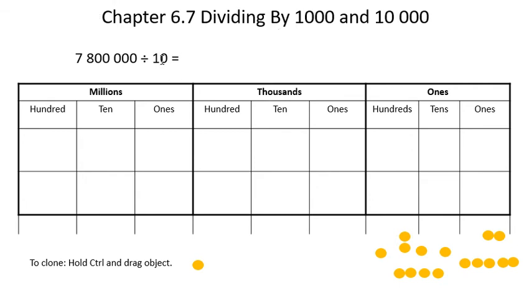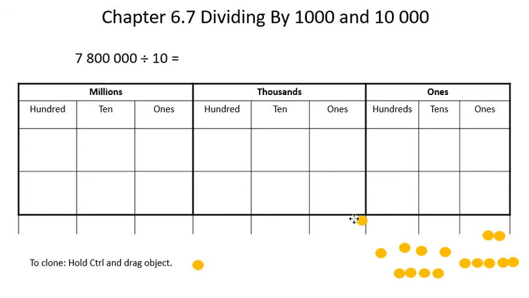So if we're dividing by 10, whatever number we have, in this case, whatever positive whole number we have, we are going to shrink our number when we divide by 10. So just think in your head for a second, what is 80 divided by 10? The answer is 8. The number is getting smaller. So we're going to divide this 7,800,000 by 10. So let's do that now.